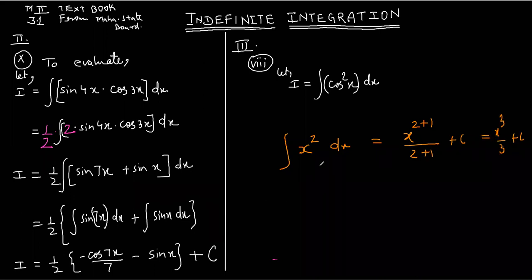So they would say, if x square integration is this, then why can't I apply it to cos x square? Because cos square x is nothing but cos x the whole square. So why can't I apply the same result here? That is, I write integration of cos x the whole square as cos x raised to 2 plus 1, that is cos cubed x upon 2 plus 1, plus c. Why can't I do this?